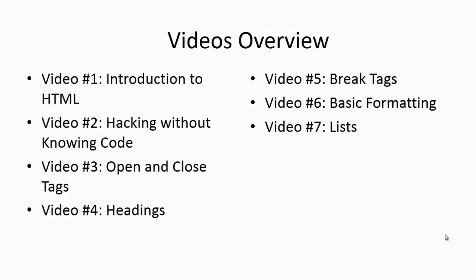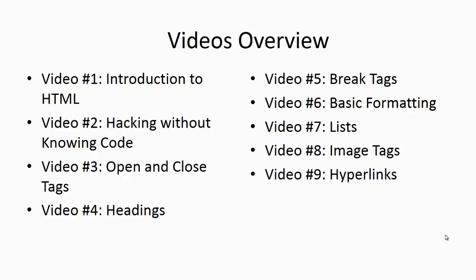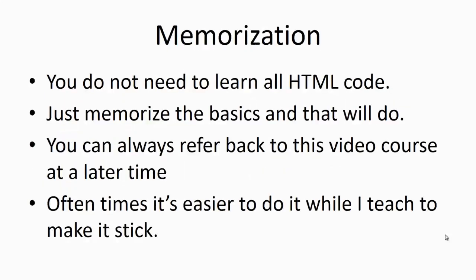How do you create these types of lists? Because this is something that you're going to want to do. And video number 8, we're going to talk about image tags and how to make them SEO friendly. And of course, video number 9, we're going to talk about hyperlinks. Not just how to create a hyperlink, but how to make it so when somebody clicks on it, it opens up in a new window. This is something that you are going to face over and over again, and that's why we're focusing specifically on these tags.